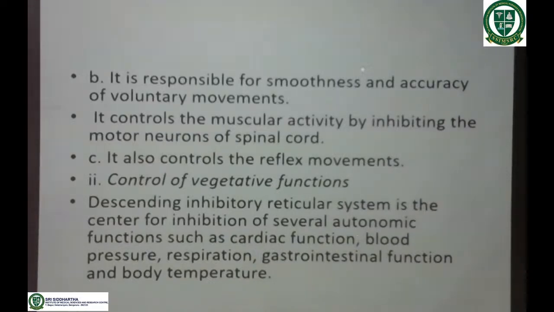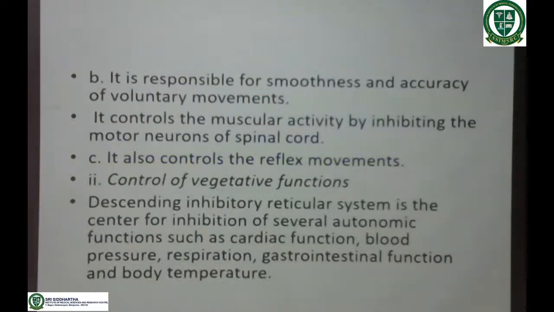This is responsible for the smoothness and accuracy of the voluntary movements. Descending inhibitory pathway will help in the voluntary movements. It controls the muscular activity by inhibiting the motor neurons of the spinal cord. It also controls the reflex movements. Next, control of vegetative functions: it is a center for inhibition of several autonomic functions such as cardiac function, blood pressure, respiration, gastrointestinal function, and body temperature.